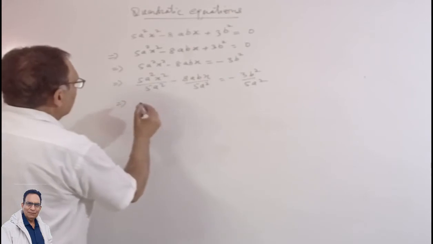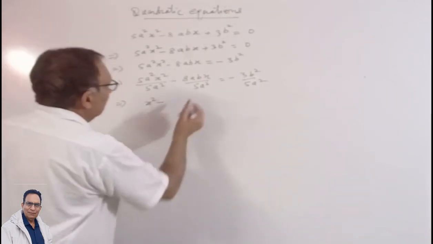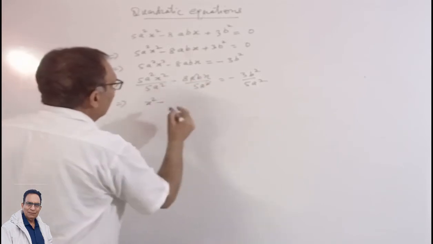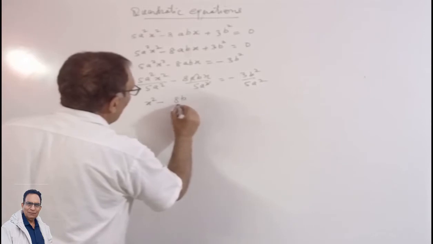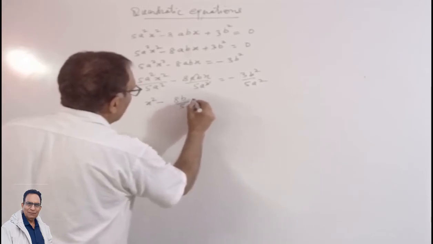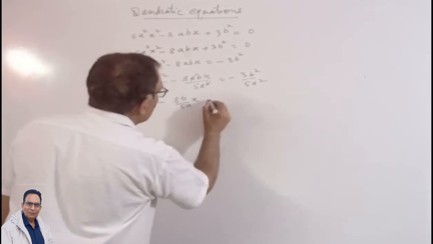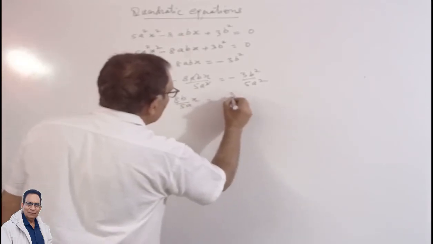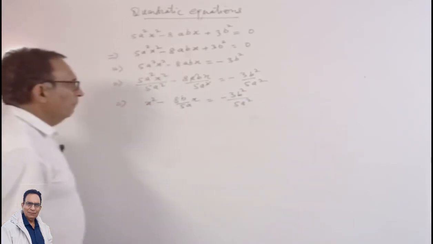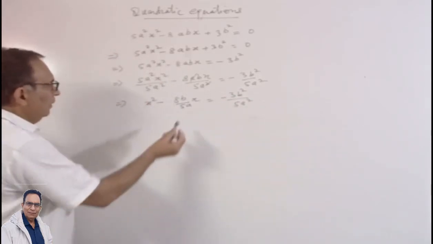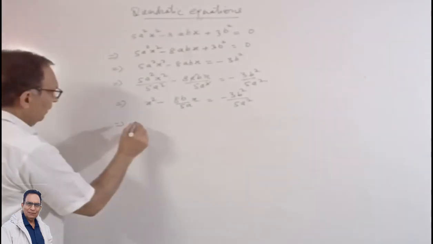5 square is cancelled with 5a square, you are having x square minus a is cancelled with a, you are having 8b over 5a x is equal to minus 3b square over 5a square. Now, this is the coefficient of x.